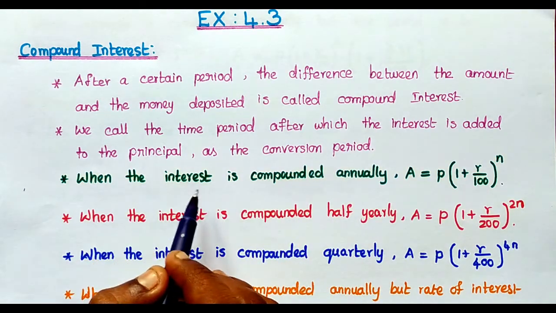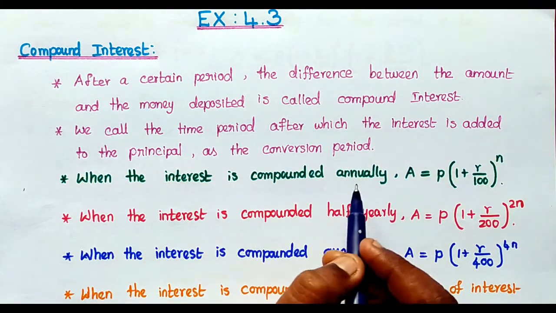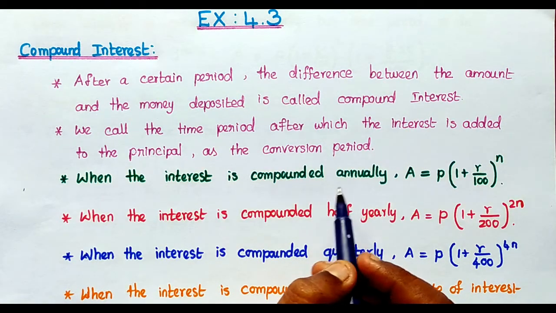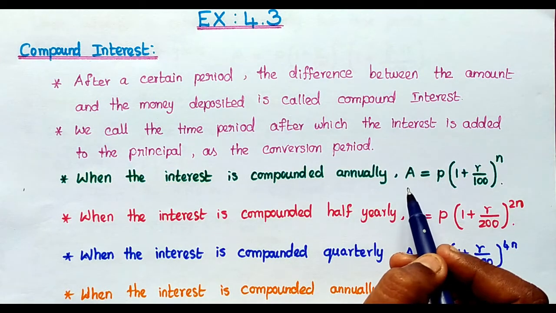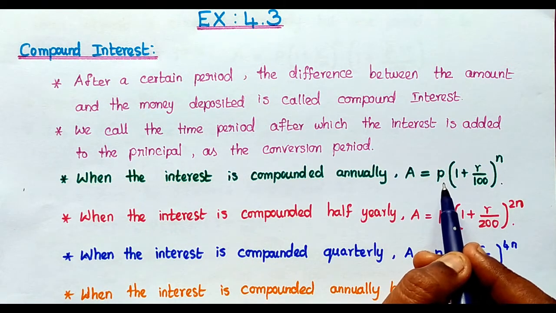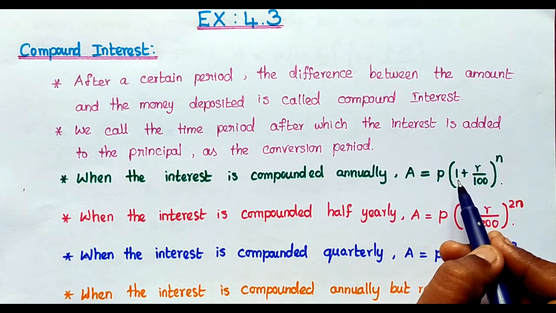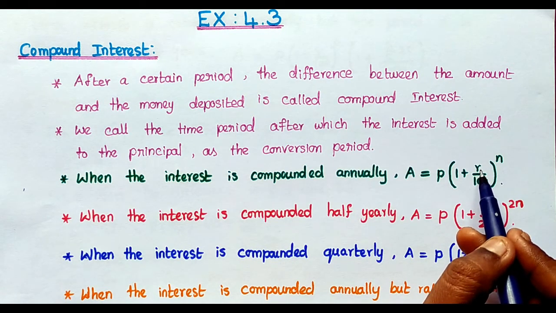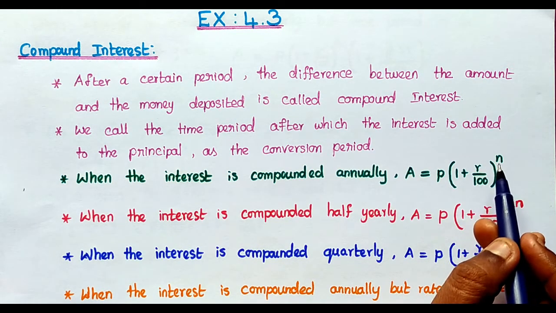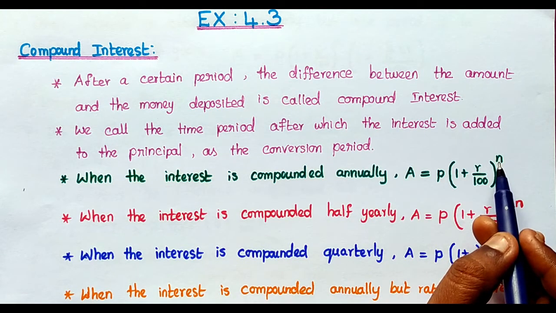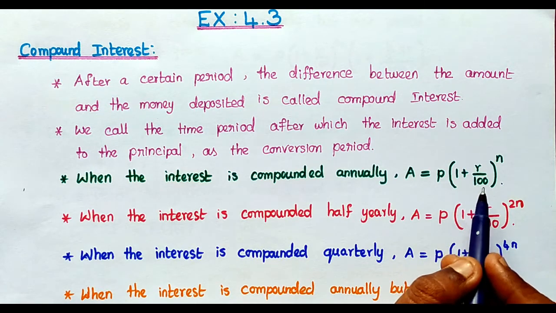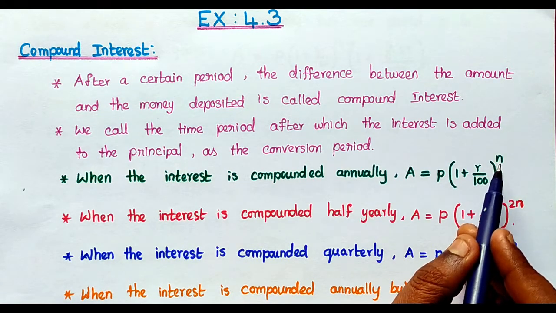When interest is compounded annually, for a full year, what is the formula? Amount A equals principal P into 1 plus R by 100, where R is denoted as the rate of interest and n the number of years. So A equals P into (1 plus R by 100) whole power n.